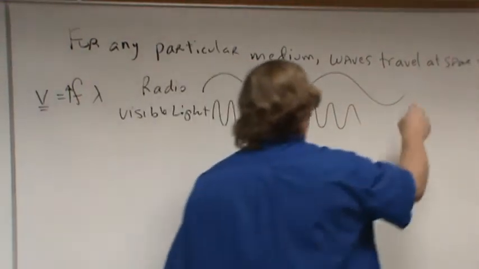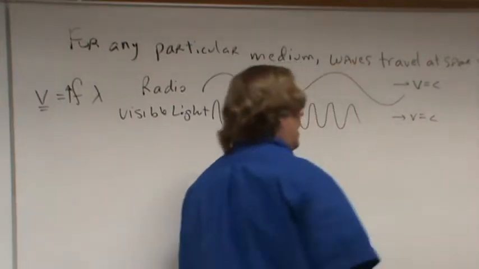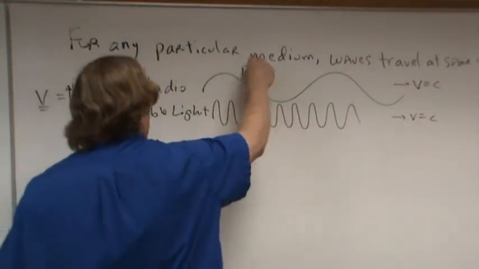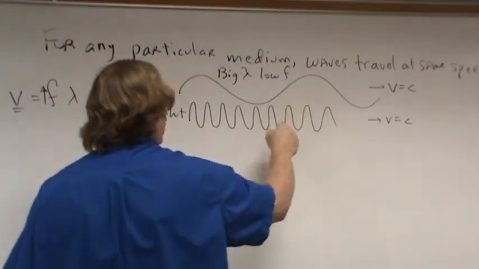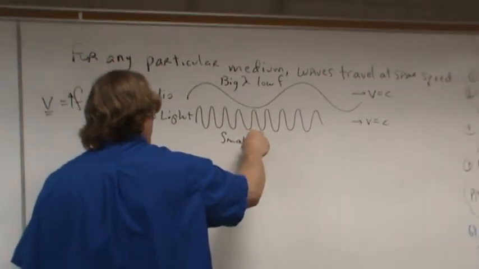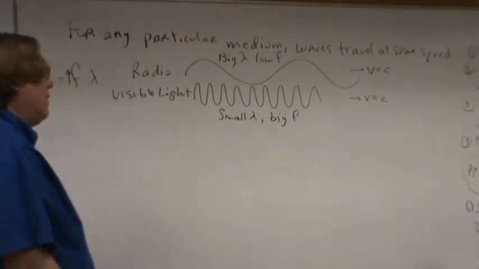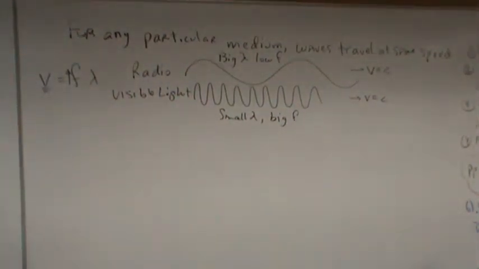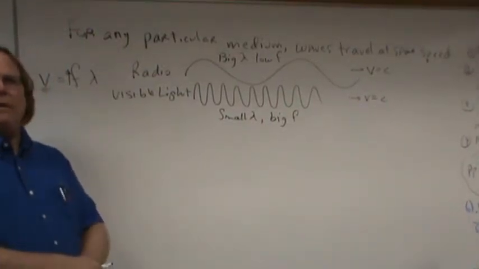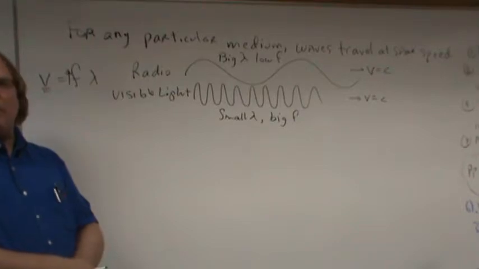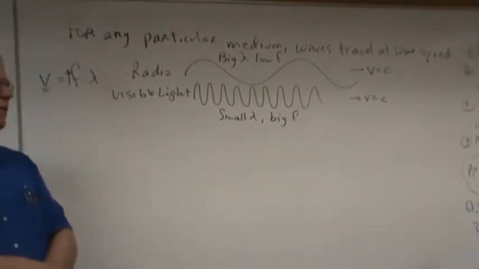They both got the same speed, in fact, the speed of light. But this guy's going to have a big wavelength and a low frequency, and this guy's going to have a small wavelength and a high frequency, because they're all traveling at the same speed. And that's true for any type of wave in any medium. Sound waves, they all travel at the same speed. So a high-pitched speaker is going to have a small wavelength.